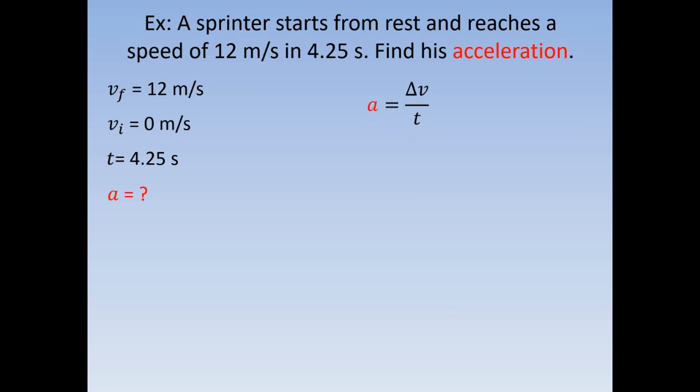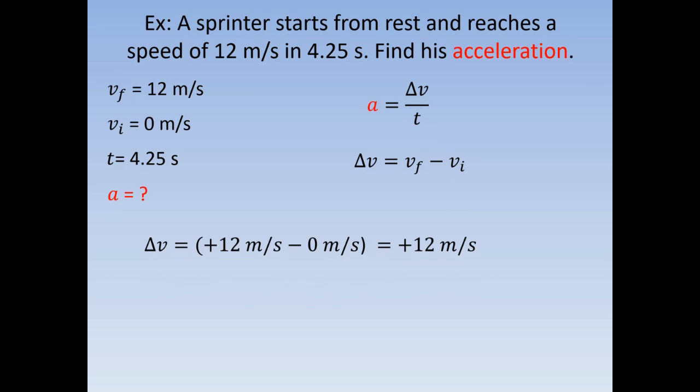So acceleration we find by taking delta V divided by t. So we need to know what the change in velocity is and divide it by the time. So do we know the change in velocity? Well, not directly, but can we find it? Remember, change in velocity is going to be the final minus the initial velocity. And we do know that.